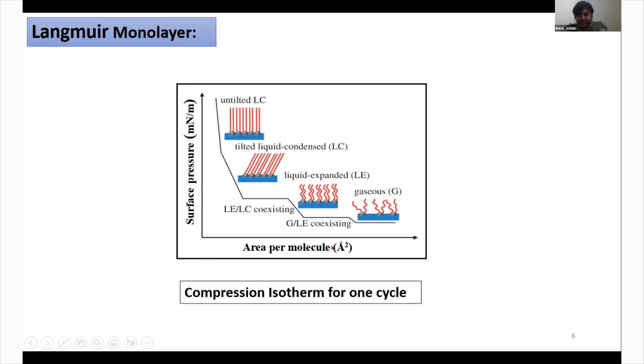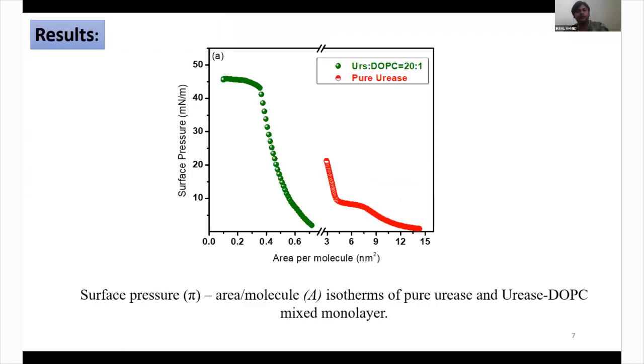As you can see, when the area per molecule is much larger, the molecules are far apart from each other. As we compress the barrier, the area per molecule decreases and we get more surface pressure. That's why the surface tension decreases, and we get the increased surface pressure. So keeping this in mind, at first we have explored pure urease.